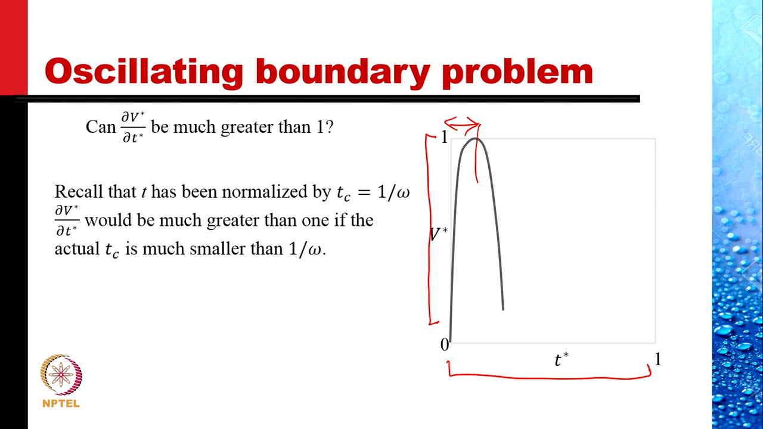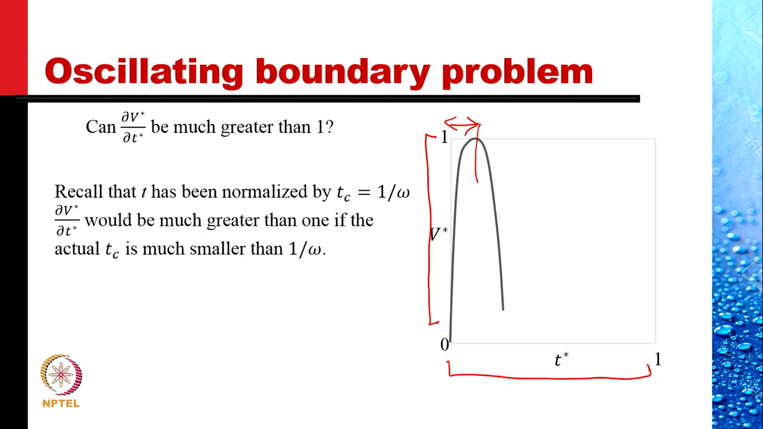So, the time it takes to rise from 0 to 1 is not like Tc, but is much less than Tc, that is much less than 1 over omega. Is it possible?